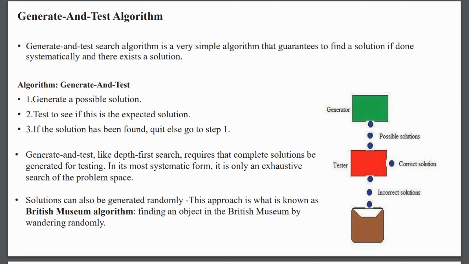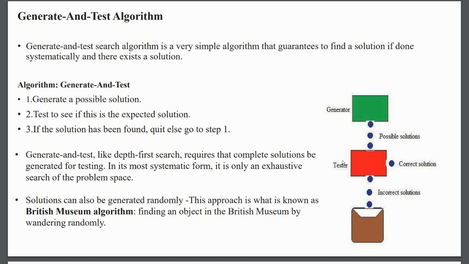Generate and test algorithm. It is a very simple algorithm that guarantees to find a solution if done systematically and if a solution exists. The algorithm goes this way: generate a possible solution at the beginning, and test to see if it is the expected solution. If the solution has been found, quit, else go to step one. It means once we find the solution, we have to stop.